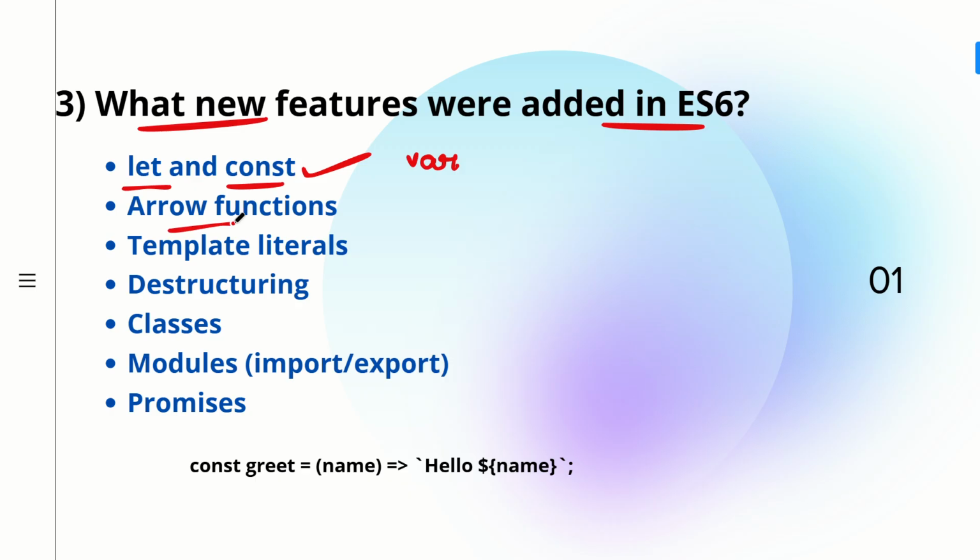Then we were introduced to arrow functions, and then we got template literals, destructuring, classes, and modules like import and export. Nowadays our whole React is based upon import and export. That is how we are able to make multiple reusable components so that we can use them across our application. And promises were also introduced to solve the issue we were facing with callback hell. That is why promises were introduced in ES6.